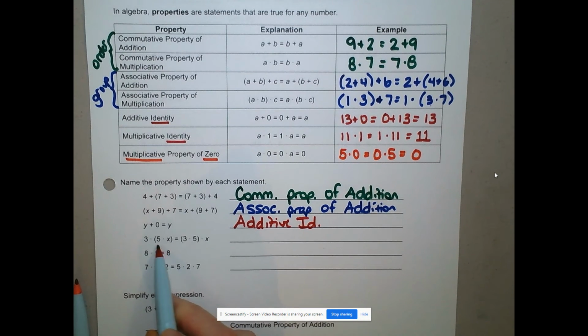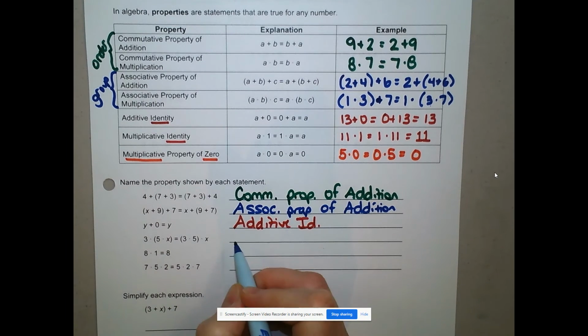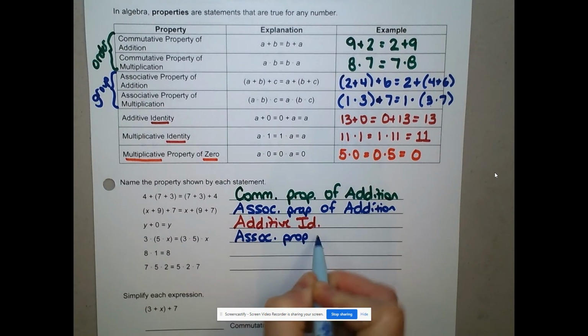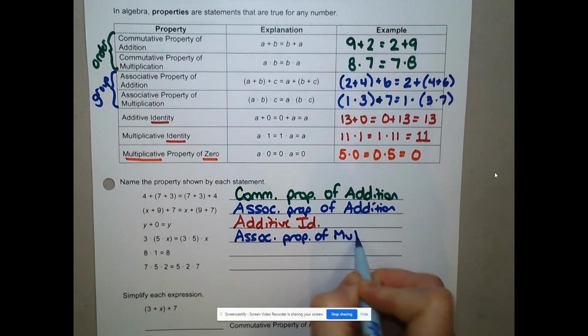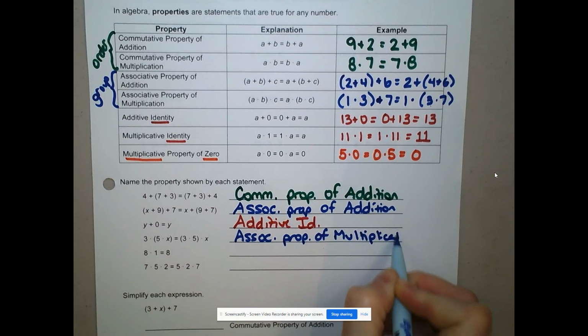And then we've got this one. So I'm going to look in the parentheses, 5 times x. And this one, the group has changed. Now it's 3 times 5. That tells me, since it's a group change, that it's going to be associative. So it's going to be associative property of, and then I'm going to double check. This one has the dots, so it is multiplication. Don't really need to write out all of multiplication, but you can.